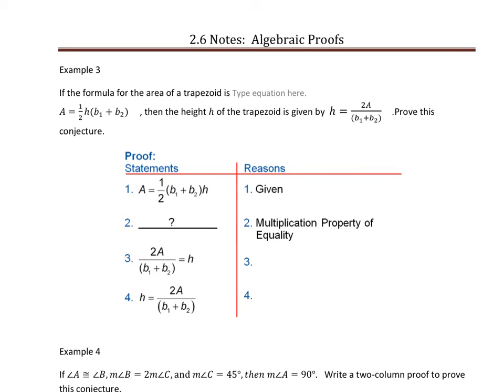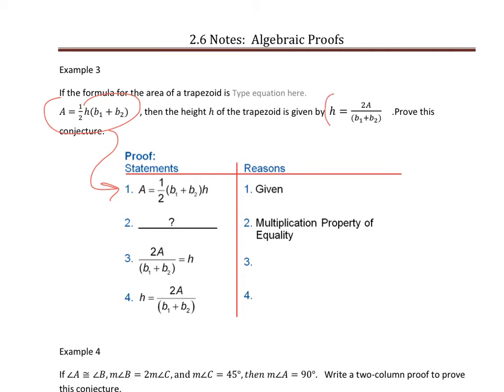Example 3. If the formula for the area of a trapezoid is A equals 1/2 times the height times the sum of the two bases, then the height h of the trapezoid is given by h equals twice the area divided by the sum of those bases. Prove this conjecture. Okay, so we're always going to start out with the given, and we're going to write that in row 1. And the reason we would provide is it's been given to us.